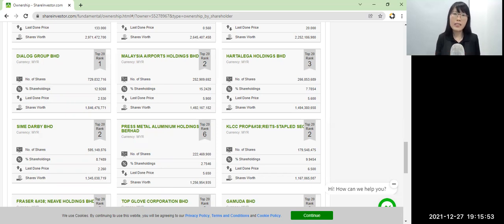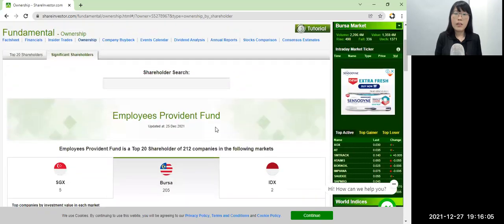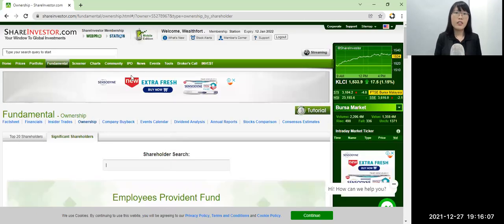Do you find all this information incredible? You can search all the top 20 shareholders that appear here. If you are a shareholder of Public Bank and you type your name here, it cannot be found because you are not among the top 20 shareholders of Public Bank, so you cannot find your name here.